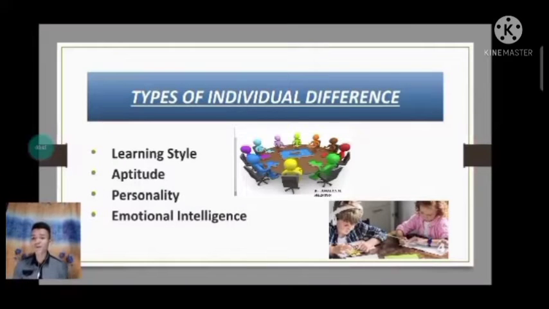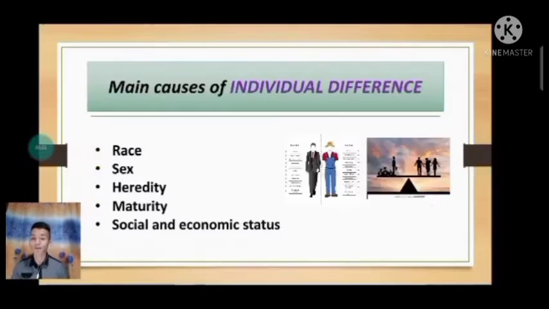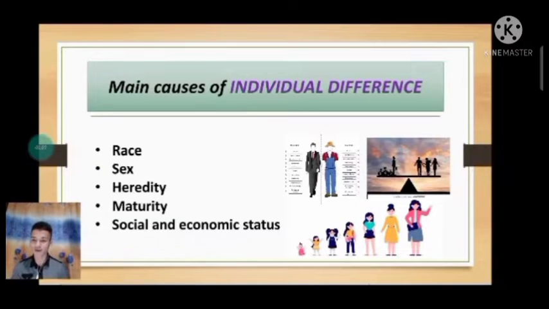Types of individual difference: learning style, aptitude, personality, emotional intelligence. Main causes of individual difference: we have here race, sex, heredity, maturity, and socioeconomic status.